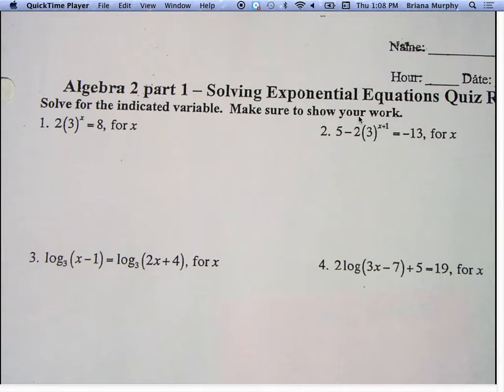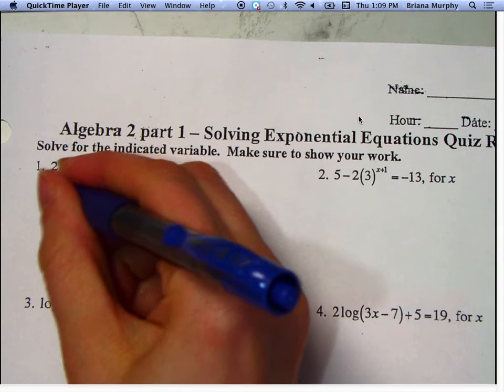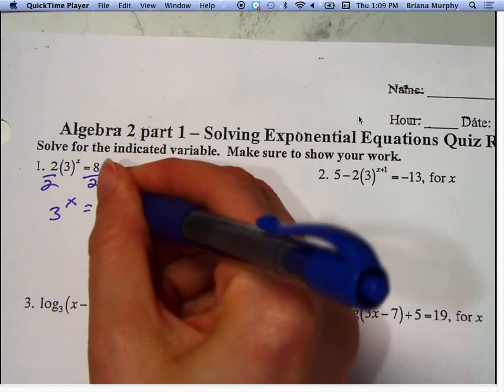Okay. So we're going to start with, if you have a situation where you have an exponential equation and you have to find out what the exponent is. The first thing we're going to do is get everything that's in front of it away from it. So I'm going to divide both sides by 2. And I'm left with 3 to the x equals 4.